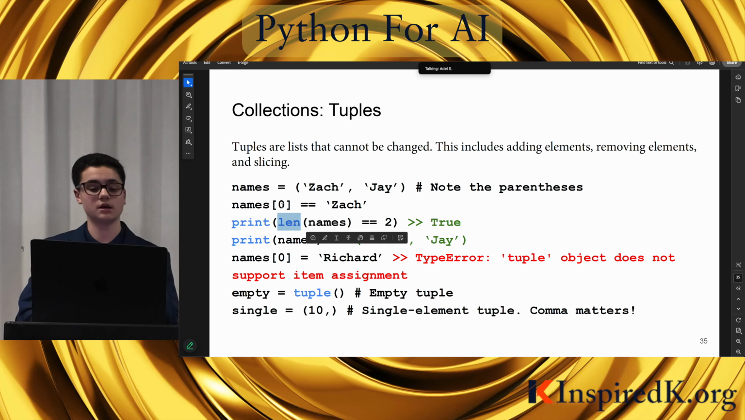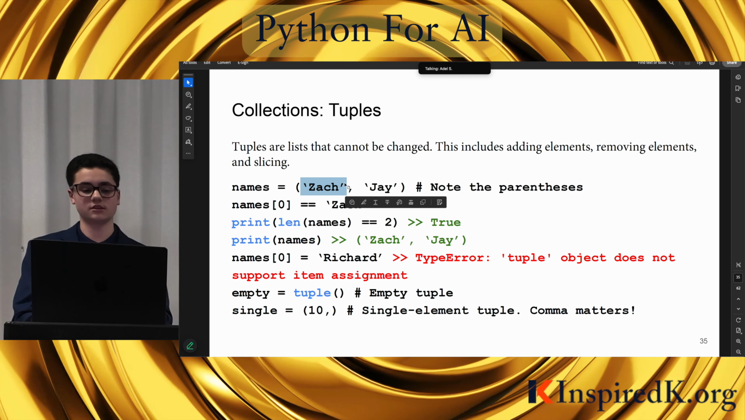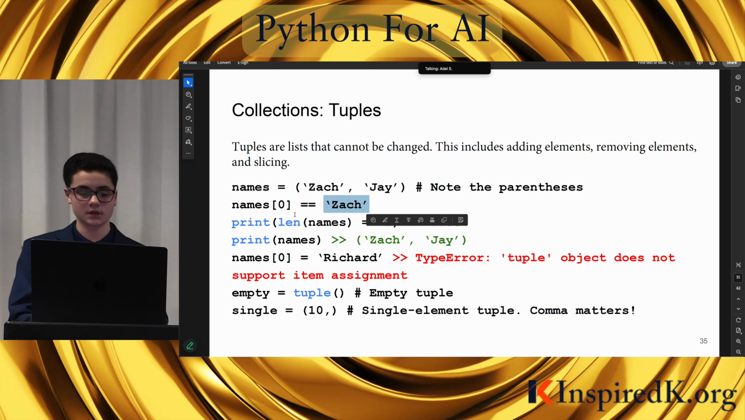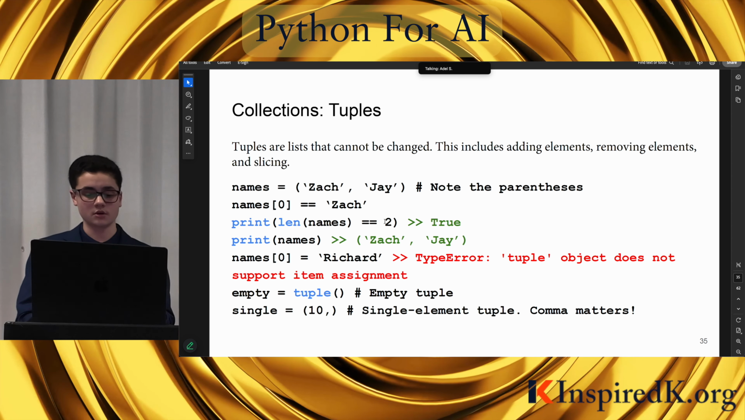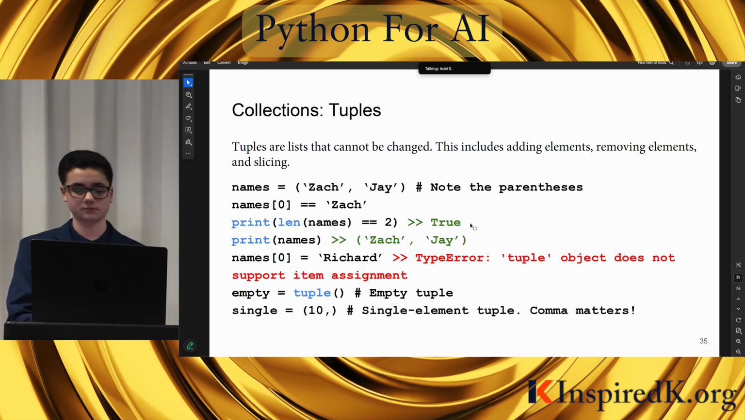So if we get the item at index 0 in our tuple, we get the name Zach. And if we find the length of our current tuple, since we have two names, Zach and Jay, we get the output of 2.